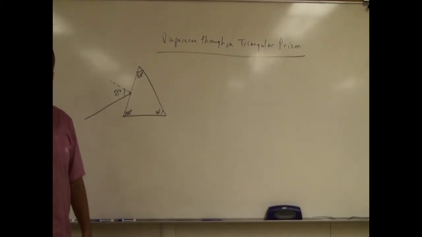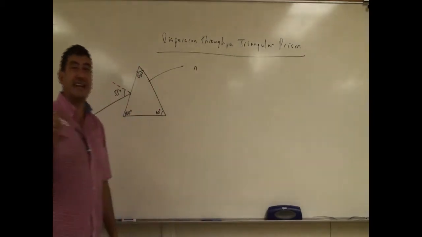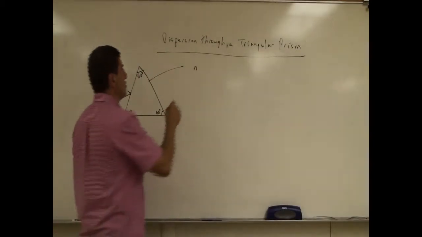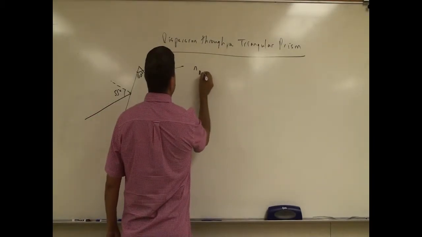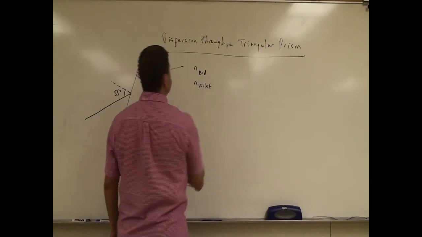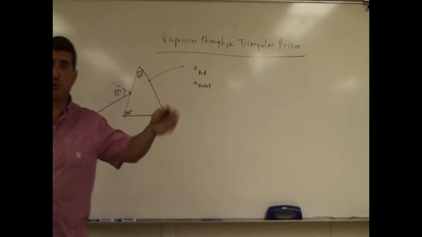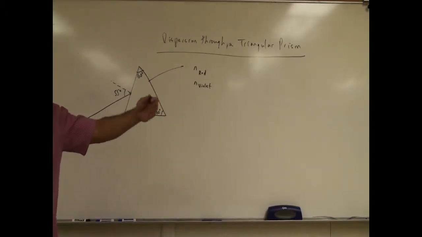Why? Because the index of refraction of that material, the n value, depends on the wavelength of light, right? So the index of refraction of red is different than the index of refraction of violet. So you have your visible spectrum, ROYGBIV: red, orange, yellow, green, blue, indigo, violet, right?